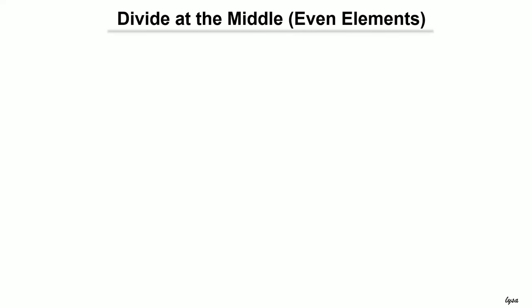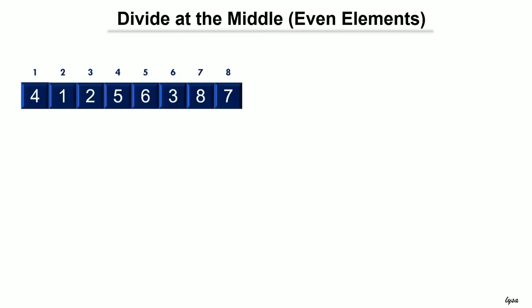Now let's see what happens when we have an even number of elements. So I have 8 elements: 4, 1, 2, 5, 6, 3, 8, 7. I need to divide it at the middle. Now the formula which I will be depending on uses the index of the first element, which I call low, and the index of the last element in my list, which I call high. Here low is equal to 1 and high is equal to 8.